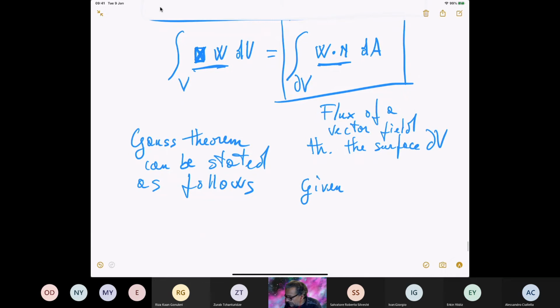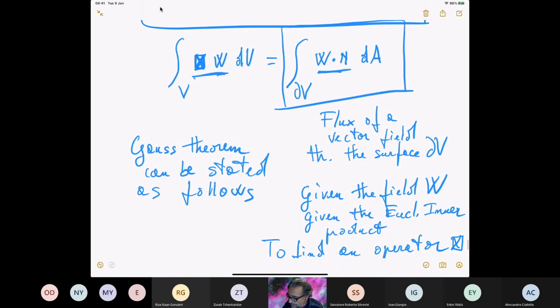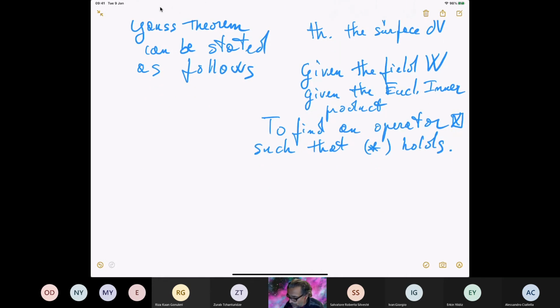Given the field W, given the Euclidean inner product, to find an operator, we call it like this, such that the star relation holds. Okay. Solution.